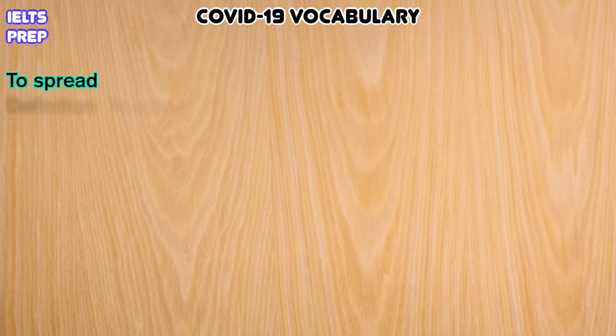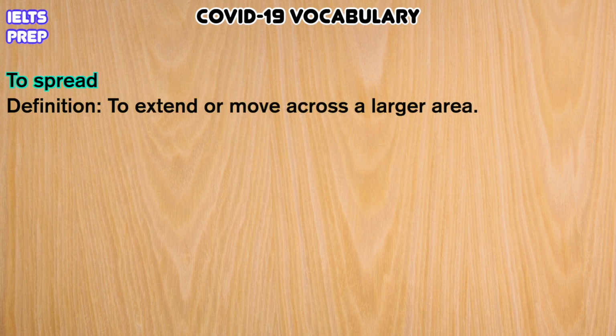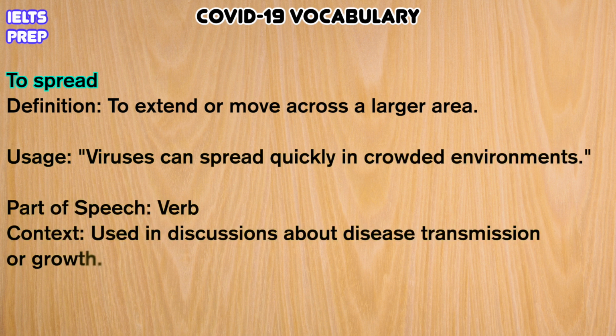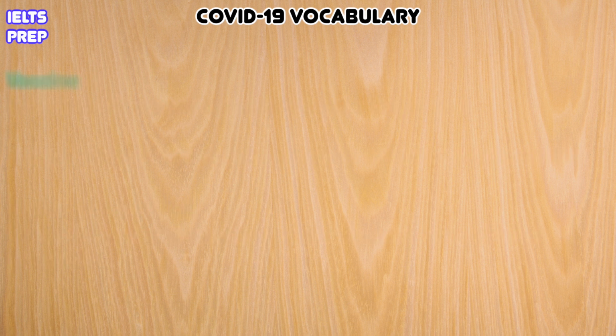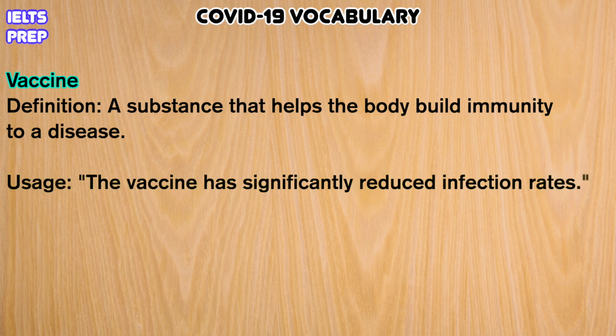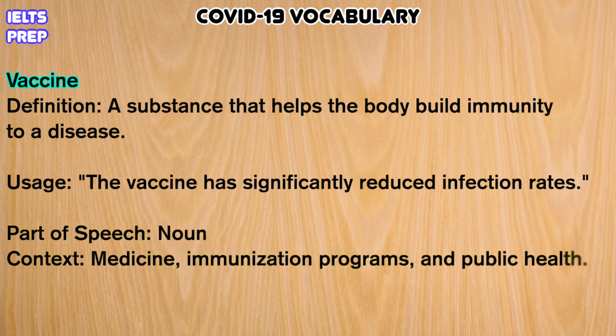To spread. Definition: to extend or move across a larger area. Usage: viruses can spread quickly in crowded environments. Part of speech: verb. Context: used in discussions about disease transmission or growth. Vaccine. Definition: a substance that helps the body build immunity to a disease. Usage: the vaccine has significantly reduced infection rates. Part of speech: noun. Context: medicine, immunization programs, and public health.